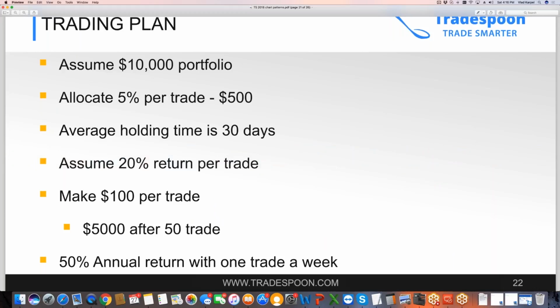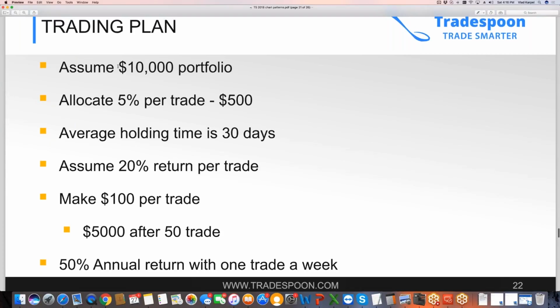And a lot of you said that you don't have a trading plan. You don't really know when you're going to get in or when you're going to get out of the trade. So then you can adopt our trading plan, and we assume that you have a $10,000 portfolio. You allocate 5% of your portfolio per trade. That's $500. On average, in our swing trading, I hold the position for 30 days. If you look for 20% return, that's $100. 20% of 500 is $100.